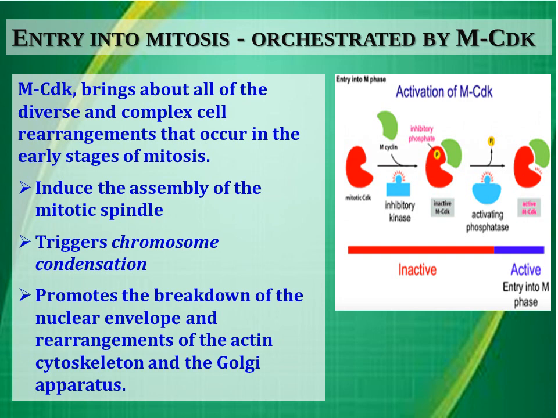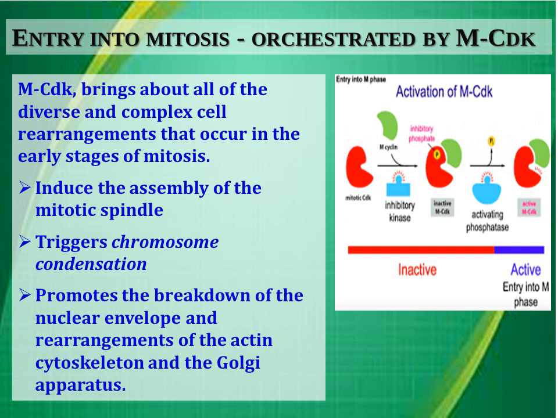It triggers chromosome condensation, the large scale reorganization of the intertwined sister chromatids into compact rod like structures. It promotes the breakdown of the nuclear envelope and rearrangements of the actin cytoskeleton and the Golgi apparatus. Each of these processes is thought to be initiated when MCDK phosphorylates specific proteins involved in the process. MCDK does not act alone to phosphorylate key proteins involved in early mitosis. Two additional families of protein kinases, the polo-like kinases and the aurora kinases, also make important contributions to the control of early mitotic events.